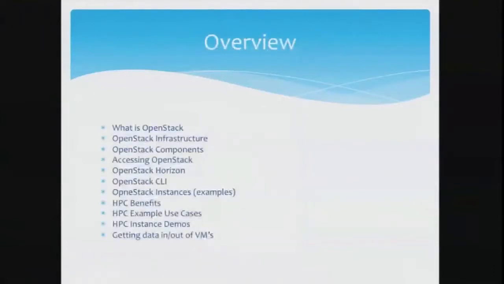So today I'm just going to give a quick overview of what OpenStack is, talk about the OpenStack infrastructure that we have at UVic, give a quick overview of some of the individual OpenStack components, and talk a bit about how you can get access to OpenStack via the web interface and command line interface. I'll show some example VMs, Windows and Linux, talk about some benefits to HPC and some example use cases, and then give a few demos. And if we have time at the end, I'll talk a little bit about getting data in and out of your VMs.